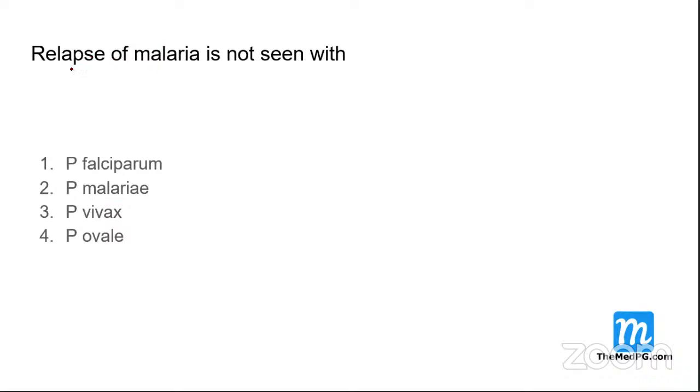Next. Relapse of malaria is not seen with. We don't see the relapse. That means what is he saying? Recrudescence. Falciparum. Falciparum and malariae, there are two right answers over here. Very good. And these are the two which have got what? Relapse. Very good.